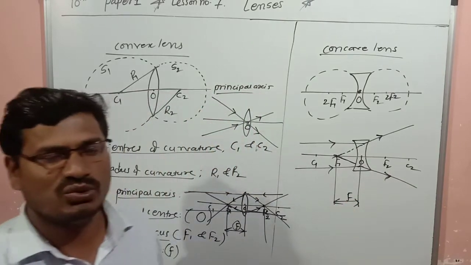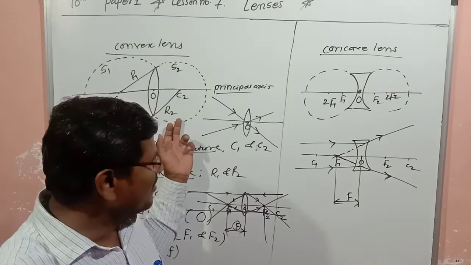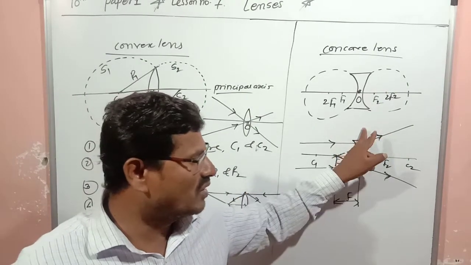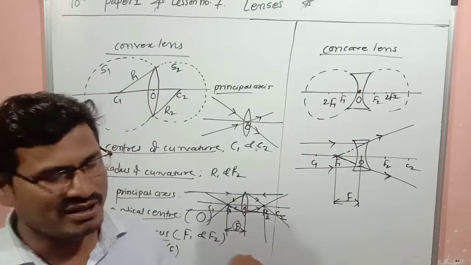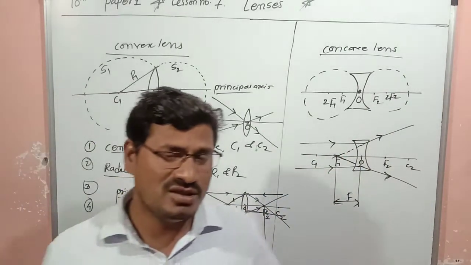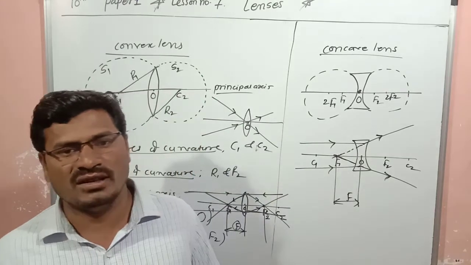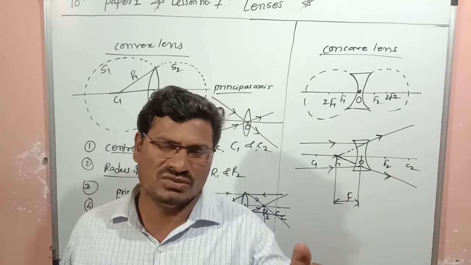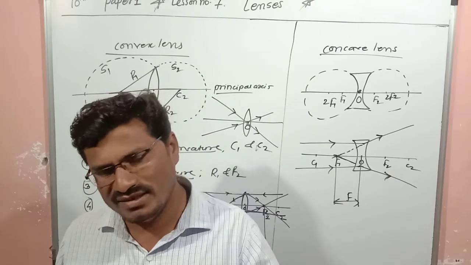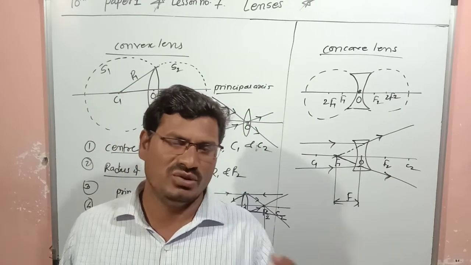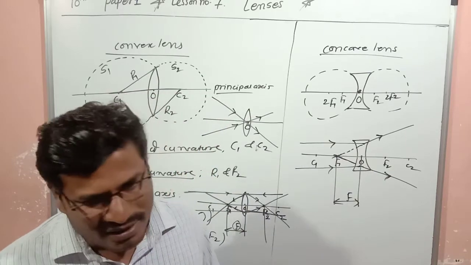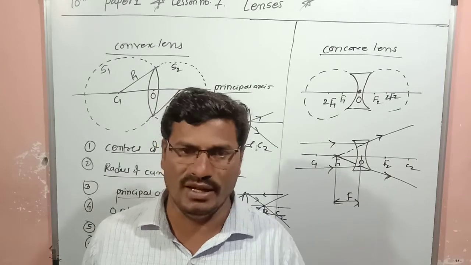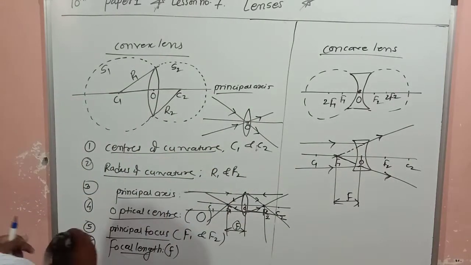So you have to remember these points. The convex lens is a converging lens, and the concave lens is a diverging lens. After this, the next point we are going to study is Try This. In it some questions are there, and we are going to find their answers. After that we are going to study the rules to draw ray diagrams. So we'll see one by one.